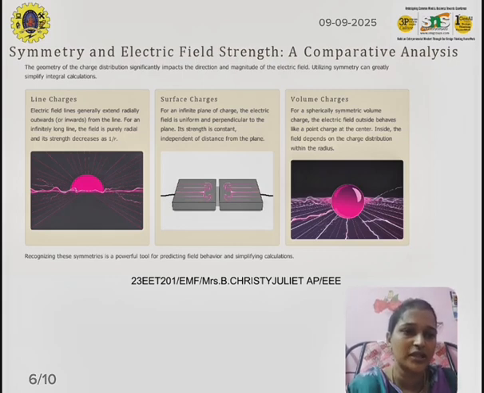For volume charge, with a spherical symmetrical volume, the electric field projected outwards behaves like a point charge only. Therefore the inside field depends on the charge distribution within the radius only.